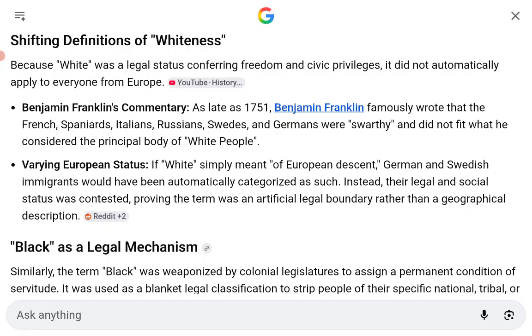Let's continue reading. Because white was a legal status conferring freedom and civic privileges, it did not automatically apply to everyone from Europe. Why? As I was just explaining to you, there were some Europeans who came into America free, and no, they were not white. Just being honest.